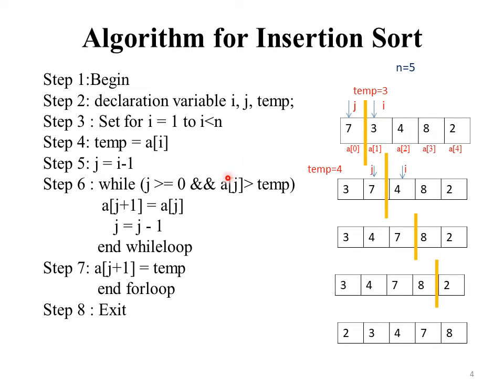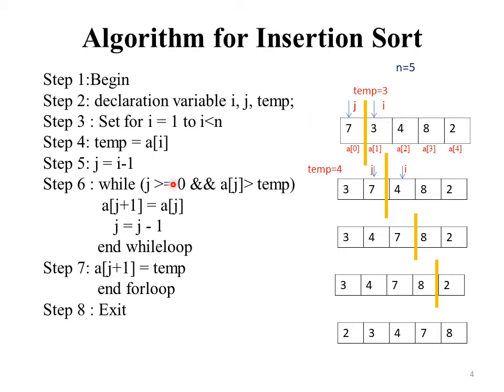So we move to the next step, that is j is equal to i minus 1. Now the value of i is 1, so 1 minus 1 is 0. That's why j points to the 0th position. Here a is the name of the array, so a of 0 is j. In this example, i points to the first location, j points to the 0th location, and we transfer the value of a of 1 to the temp variable. So now 3 is transferred to the temp variable and a of 1 is now empty.